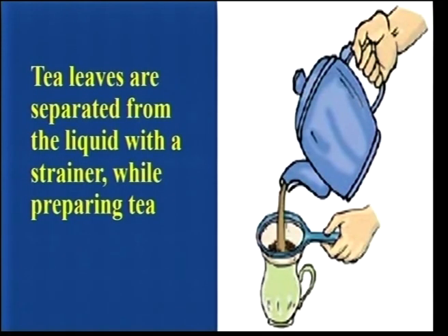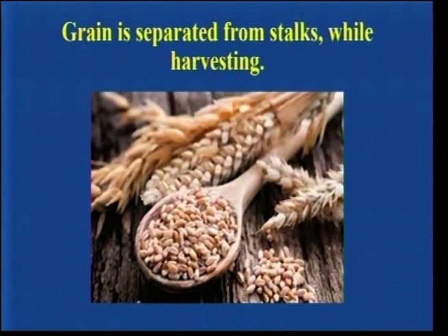We have seen an example of tea here. The tea leaves are separated from the liquid with the strainer while preparing tea. So we have separated tea powder and tea by using a strainer. Children, how are they separating grains from the stalks? They use a separate method for separating it.